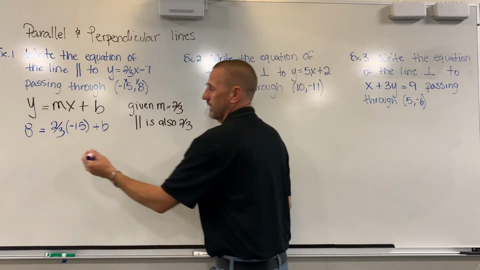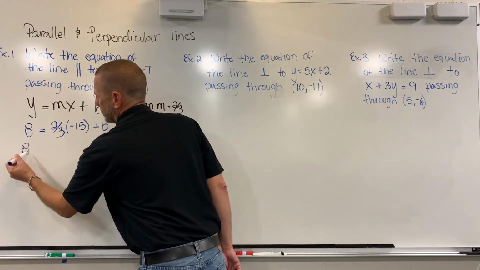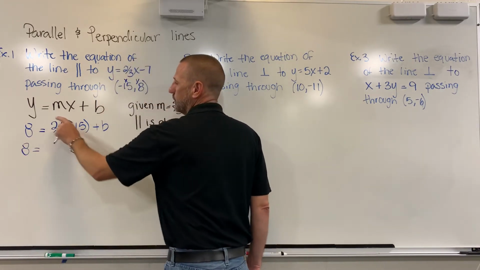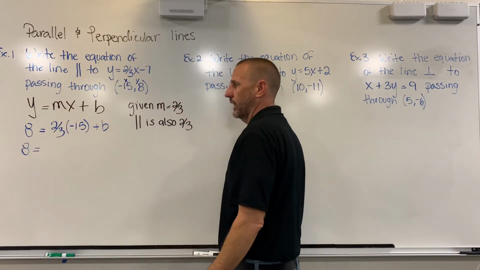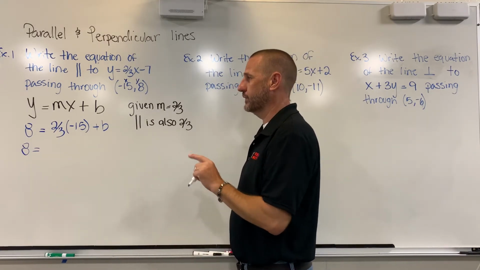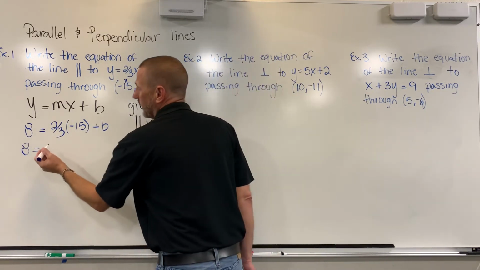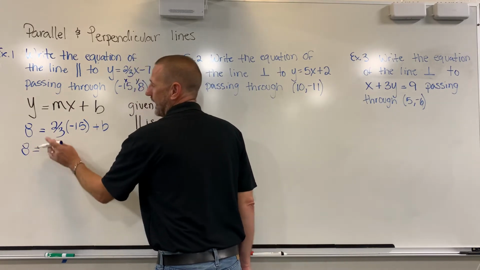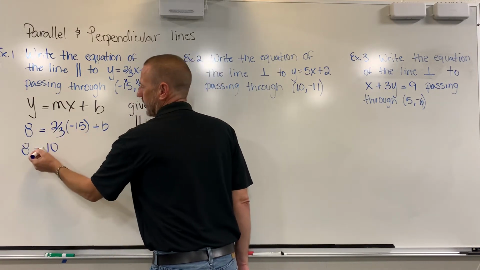Now let's go over here, and if I simplify this, I have 2/3 times negative 15. Well, I go like this: 2 times 15 is 30, and 30 divided by 3 is 10. And a positive times a negative is a negative.